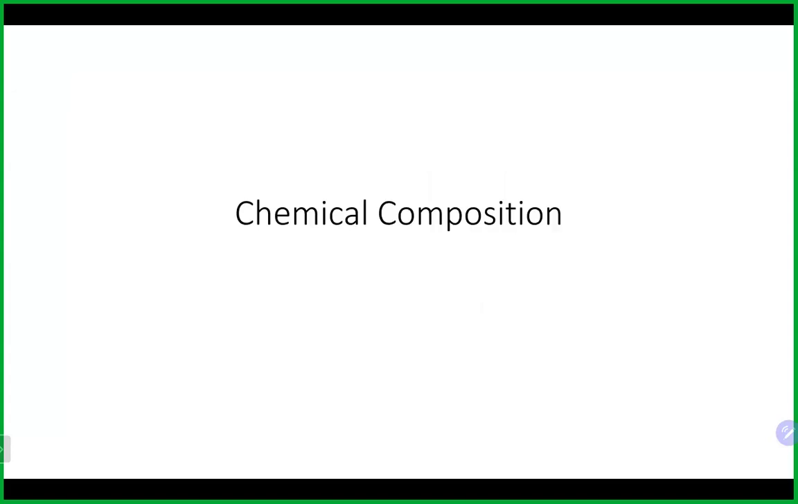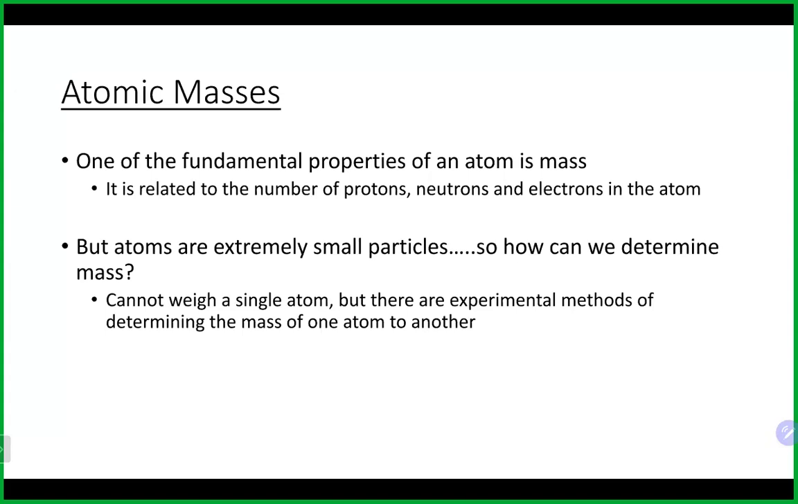So let's talk a little bit about chemical composition. Now we're going to talk about the number that's on the bottom of the periodic table underneath the symbols. And those are atomic masses. One of the fundamental properties of an atom is its mass. Obviously, atoms are super small, so you can't just pick one up and pop it on a scale. So typically in chemistry or in science in general, if you cannot directly measure an object, a lot of times what they will do is choose something as a standard to compare everything else to.